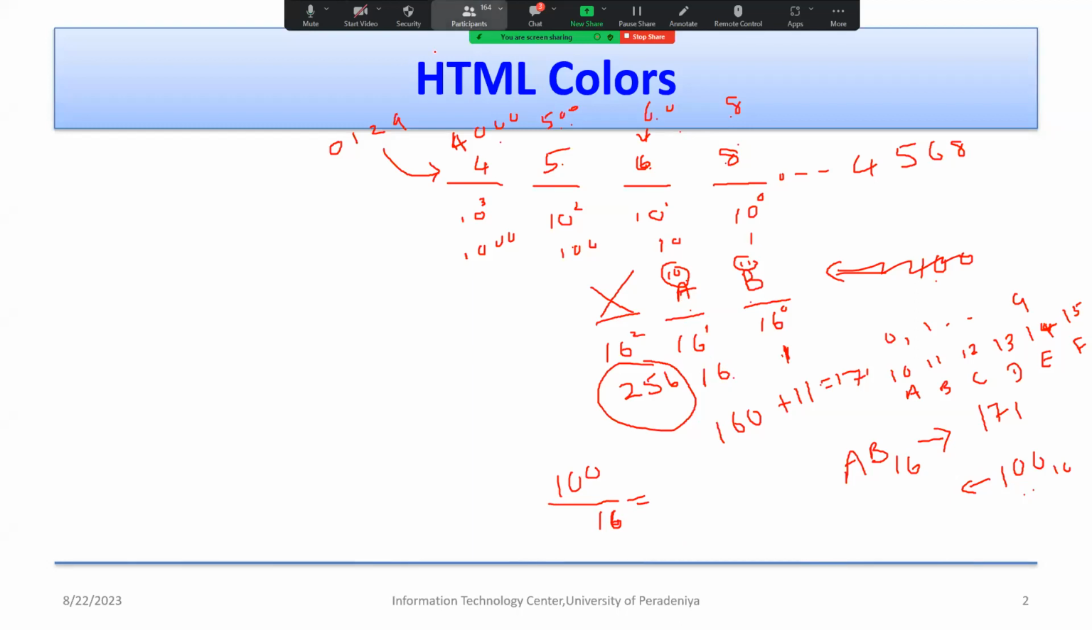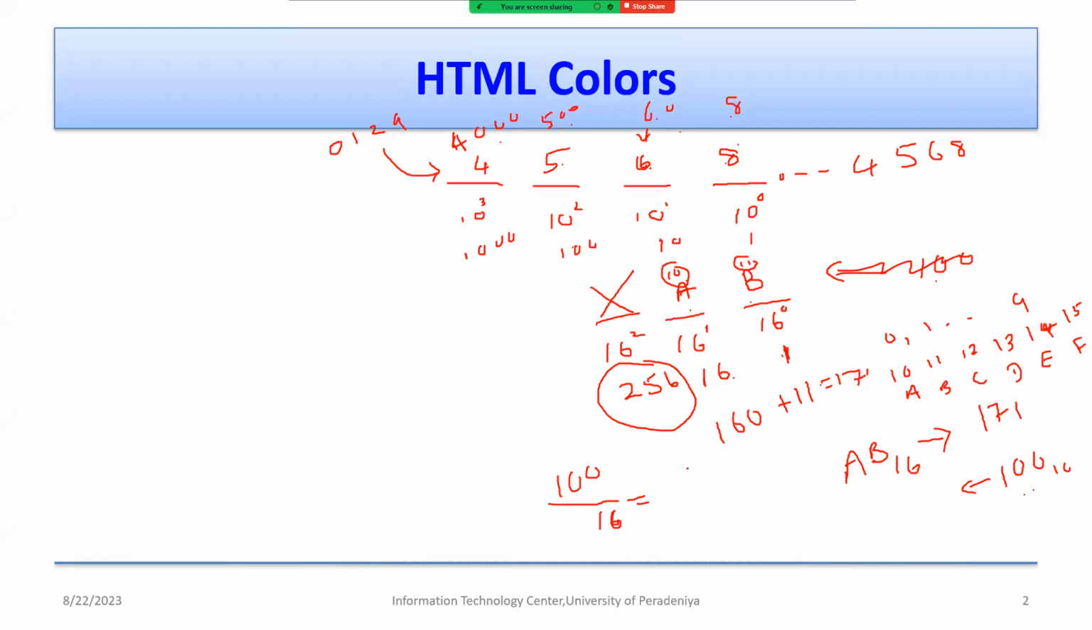100 divided by 16. Yeah, we have 6, because 6 into 16 means 96. If you put 6 here, 16 into 6 is 96. Now, what is the remainder? The remainder is 4. So here we can put 4, because here the position value is 1, and 1 into 4 means 4. 16 into 6 means 96, 96 plus 4 means 100. So that's how we convert 100 into a hexadecimal value.